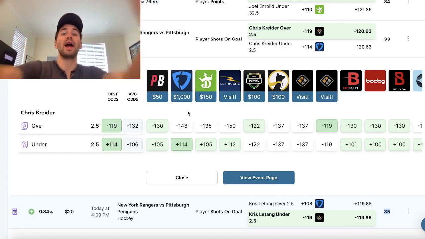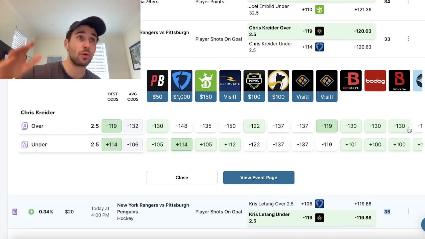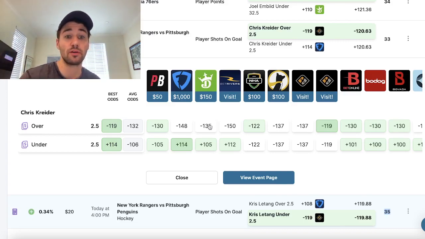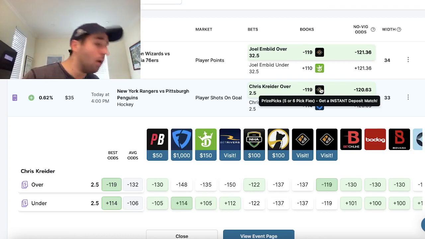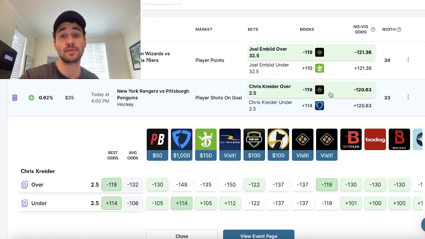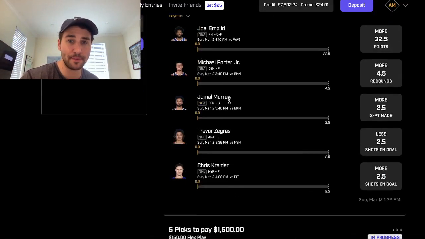So if all this sharp action comes in saying Chris Kreider should be more favored, minus 150, minus 160, and these odds keep getting more juiced, sportsbooks are like, oh, Chris Kreider's over 2.5 should be around minus 160 and maybe the under should be plus 120. You're going to see this EV percentage keep getting higher because we're still getting that minus 119 on PrizePicks until PrizePicks eventually adjusts and they may move their line. But long story short, let's get into some of the plays I'm on.